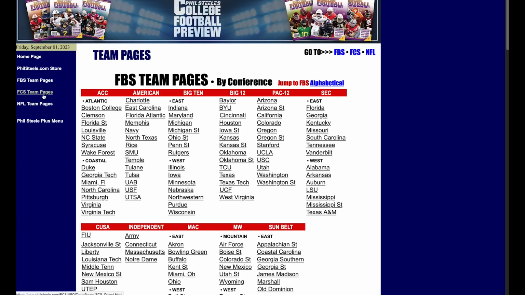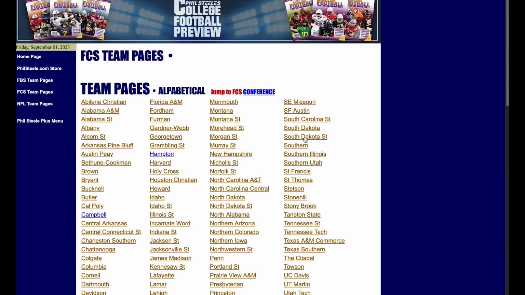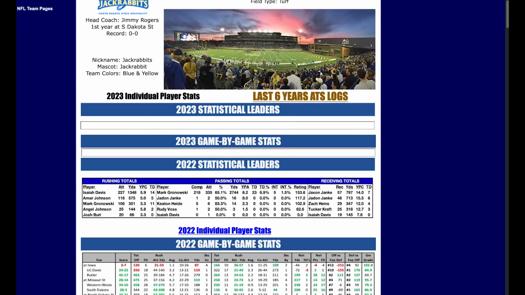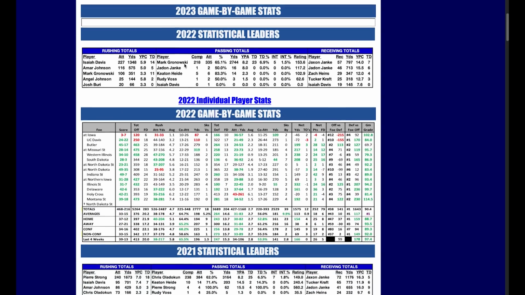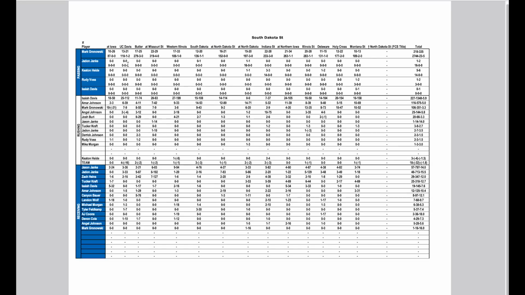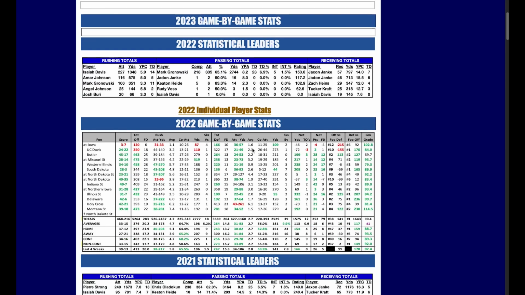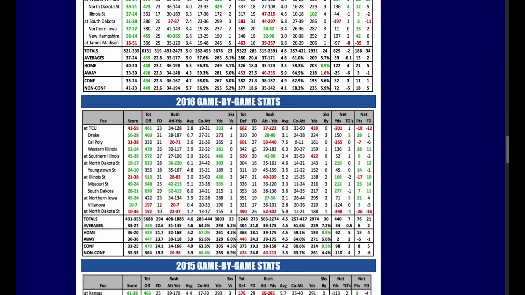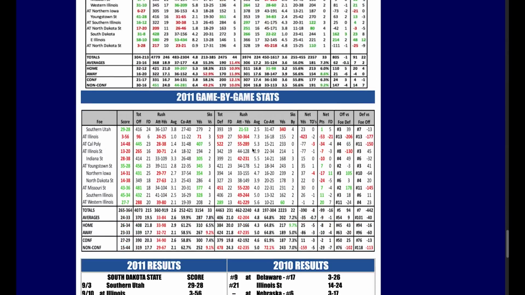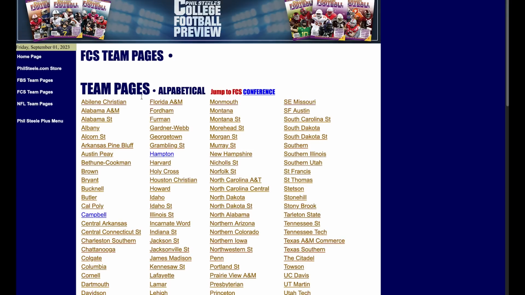So you got FBS, FCS, as mentioned, South Dakota State here. You got the last 6 years log. You have individual player stats. You can click right here and see how each player did all season long, and we'll be updating it all season long this year. And if you want to go back and look how South Dakota State's done through the years, you can go all the way back, color-coded green and red, back to 2011.